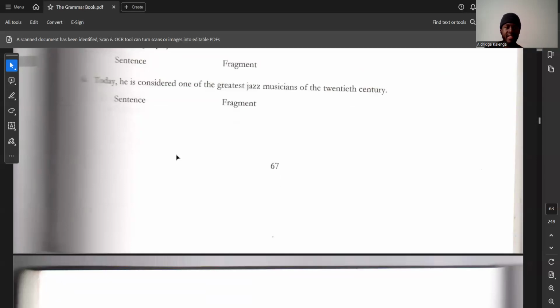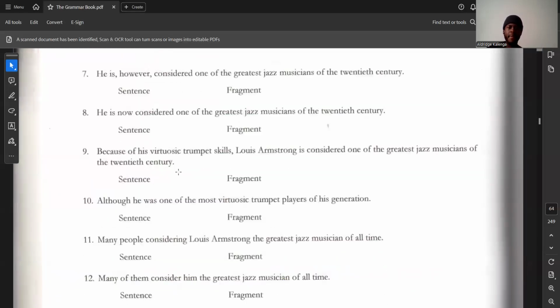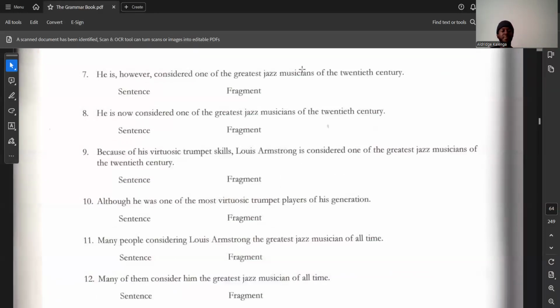So, correct, that's actually a sentence. You guys are correct. Okay. Yeah, physics and English collabo. So number seven: he is, however, considered one of the greatest jazz musicians of the 20th century.